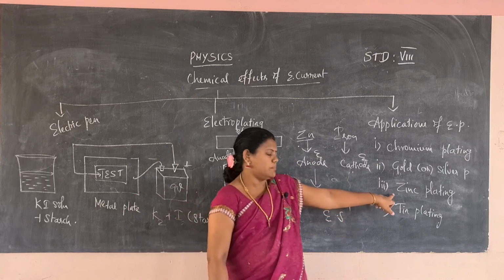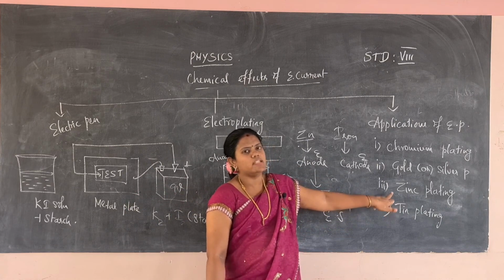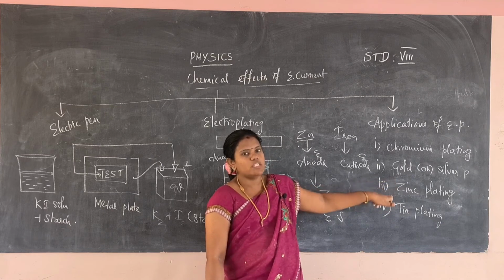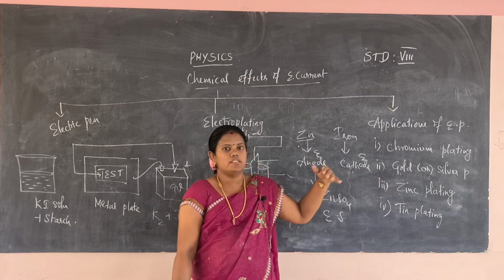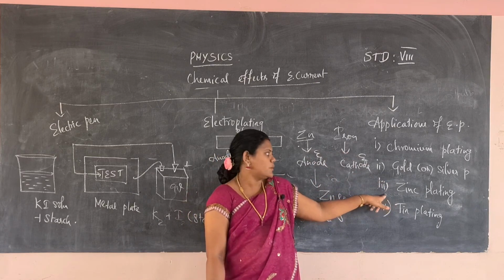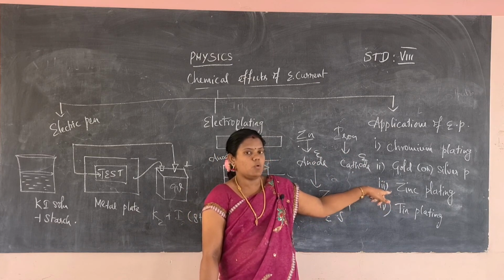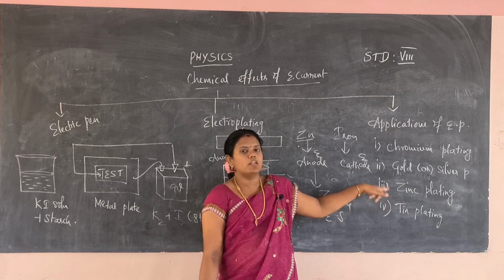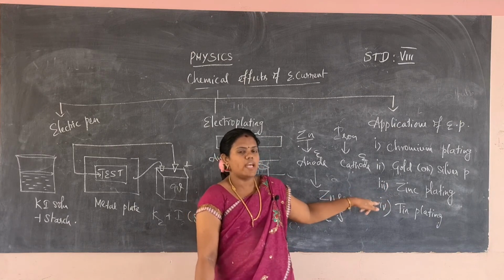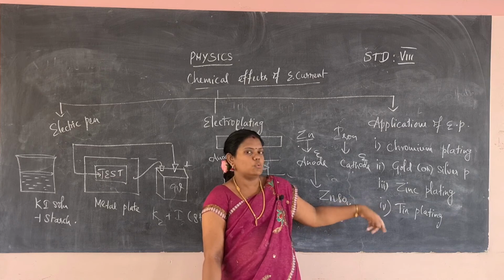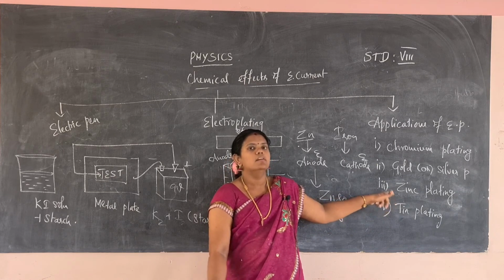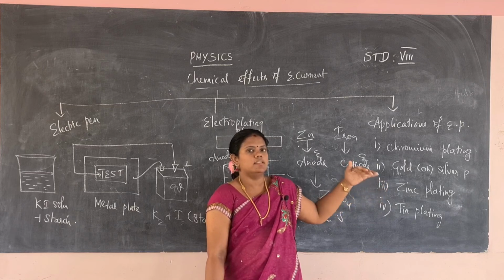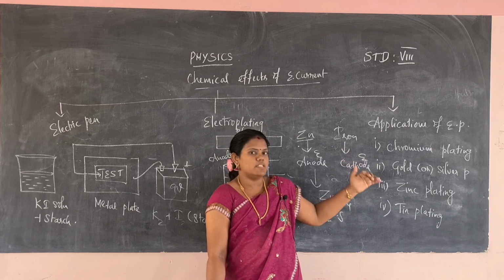And then one is zinc plating. In zinc plating, the metal is coated with zinc, and that metal is used in the construction of bridges. Bridges la construct pannuvangala, adhula use pannakoodiya metals dhaan zinc plate aala coat panna metals. That metal does not easily corrode, and it is also very strong. That is the way zinc plating is used to plate the metals used in bridges.